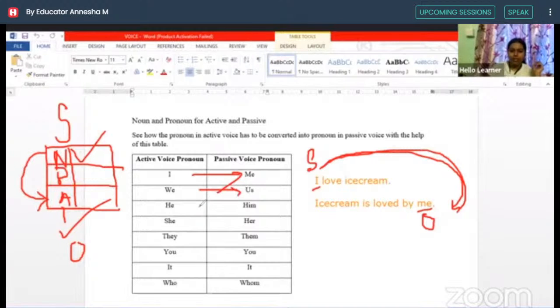We becomes us, he becomes him, she becomes her, they becomes them, you becomes you, it becomes it, who becomes whom. So you or it में कोई change नहीं है, बाकी all of these are being changed to some extent. All right. So I hope this is clear.